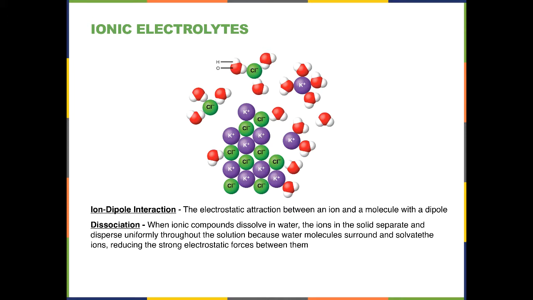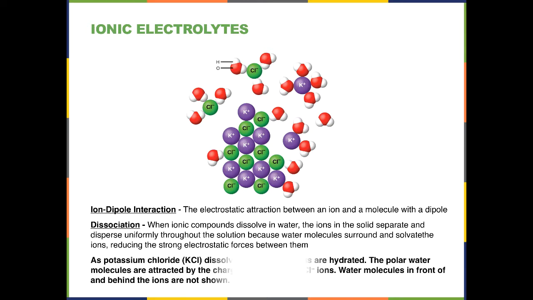So in this case, it's a physical situation where ions are formed by this physical dispersal of the potassium ions and chloride ions in amongst the water molecules, and they totally surround each of the ions and solvate them and reduce the electrostatic interactions between the potassium chloride ions, so the solid potassium chloride crystals are broken apart in this process. So as this says, the potassium chloride dissolves in water and the ions are hydrated. The polar water molecules are then attracted to potassium ions and chloride ions, and the water molecules that are in front and behind are not shown in this diagram.